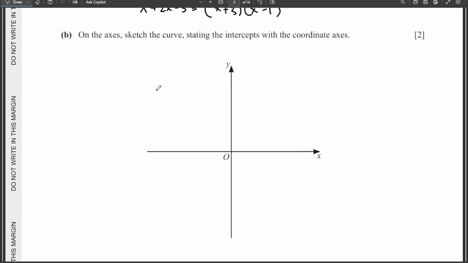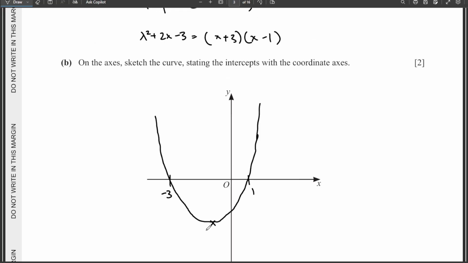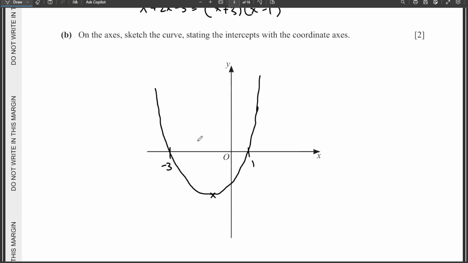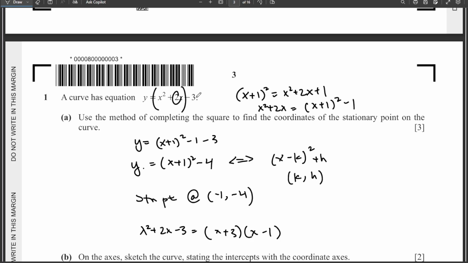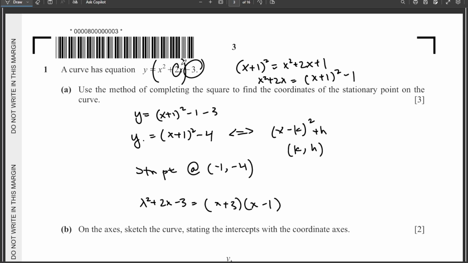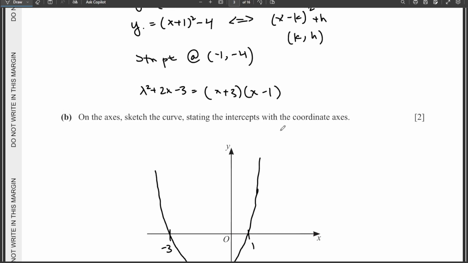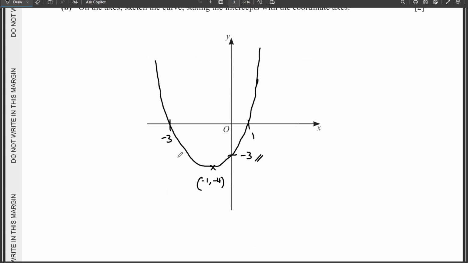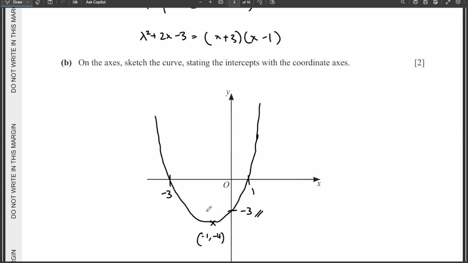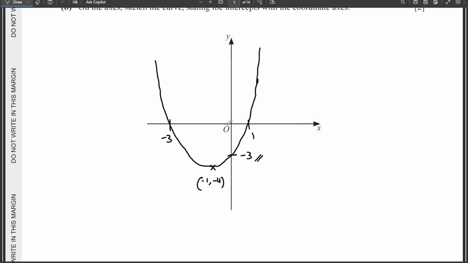So let's try and sketch the shape first. Try to do a smooth curve, right? So here we have -3 and here we have 1. Of course, the stationary point, which is a minimum point, is -1 and -4. And then the next one is our y-intercept. The y-intercept is just the constant term, which is -3 here. Okay, so that will be an important thing. The roots, the y-intercept, and the stationary point, please label.